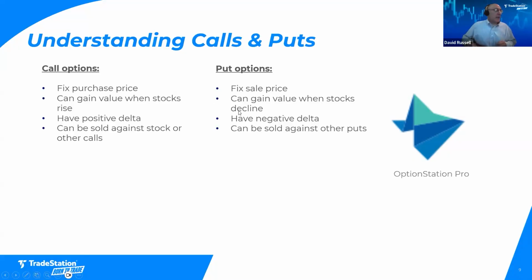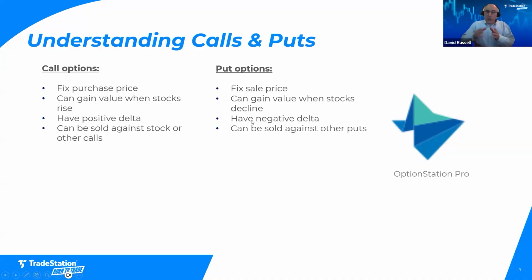Puts are just the opposite. Basically what they do is they fix the sale price. It's like owning insurance on a house, and then if the house burns down, they make money, so to speak. So the idea is that if the stock drops under a certain level, then the puts gain value. They can gain value if stocks decline.